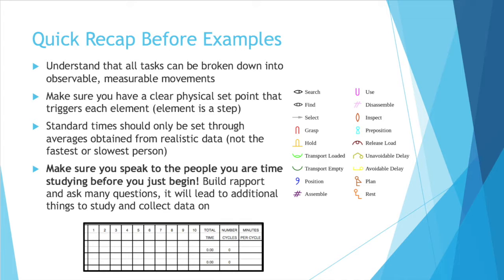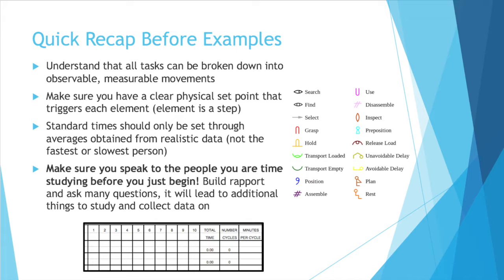So someone can search for something, they can find it, they can select it, they can grasp it, they can hold on to it, you can position things. There's all sorts of examples. Even the most complex tasks, you can break down into all these little individual movements: reach, grasp, hold, position. You'll see what I mean later on.